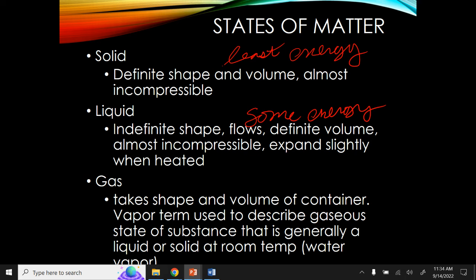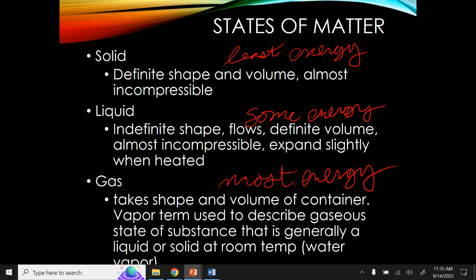So liquids have some energy, solids have the least energy, gases have the most energy. They're doing the most. It takes the shape, it takes the volume of the container as well. Vapor is another word that we use to describe the gaseous state of a substance.